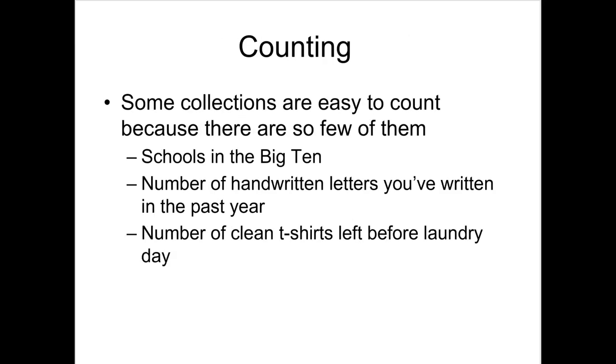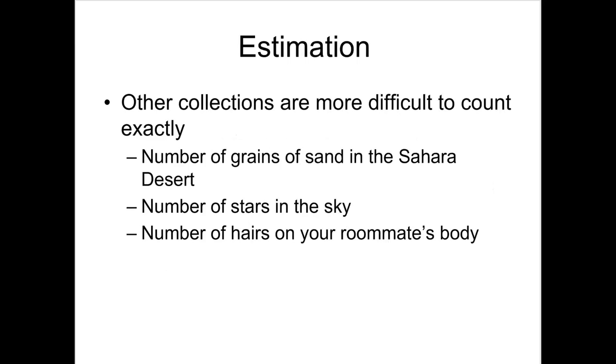So some collections are easy to count because there are so few of them. The number of schools in the Big Ten, which isn't 10. Number of handwritten letters you've written in the past year, my guess would be 0. Number of clean t-shirts left before laundry day, maybe another 0. Maybe you've got a lot. Some things are easy to count, but the number of ping pong balls to fill up your kitchen, probably not so easy. And that would be when we want to use estimation.